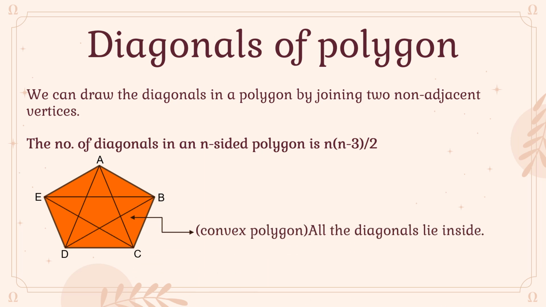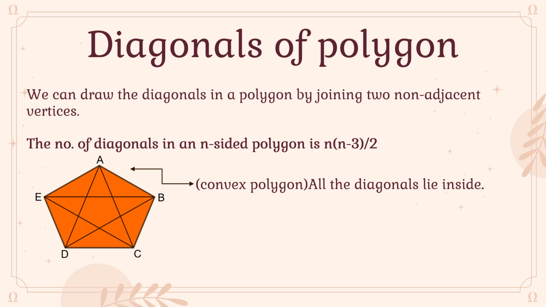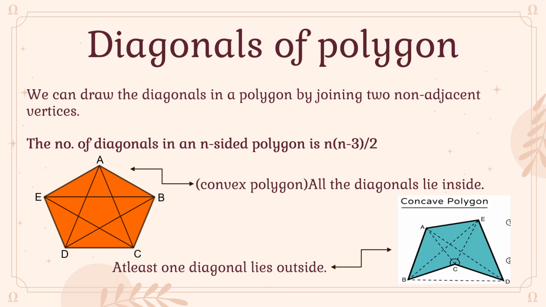See? And this is a convex polygon where all the diagonals in a convex polygon lie inside the polygon. Now, see here. In case of a concave polygon, what happens? The opposite to a convex polygon is a concave polygon. There you can see all the diagonals lie inside. Here at least one of the diagonals lies outside the polygon. This is for a concave polygon. Remember this point.